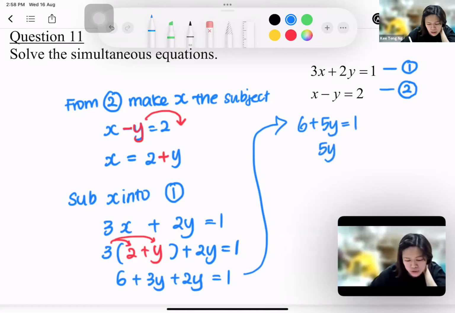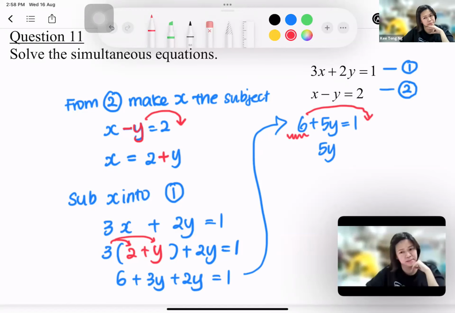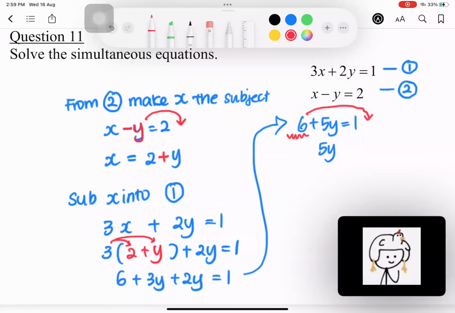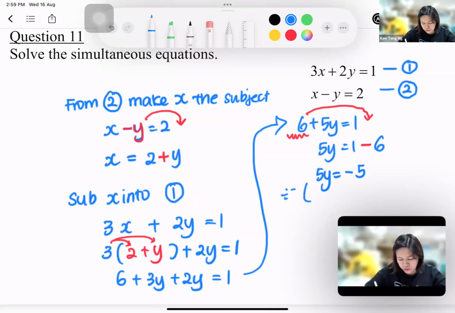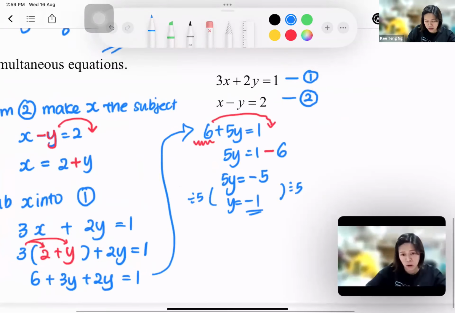I only want 5y. How do I undo 6? How to get rid of positive 6? Become minus, right? So it's 1 minus 6. Take note of the sign. So 5y is equals to negative 5. Then divide by 5. We get y equals to negative 1. Okay, but this is not our final answer.